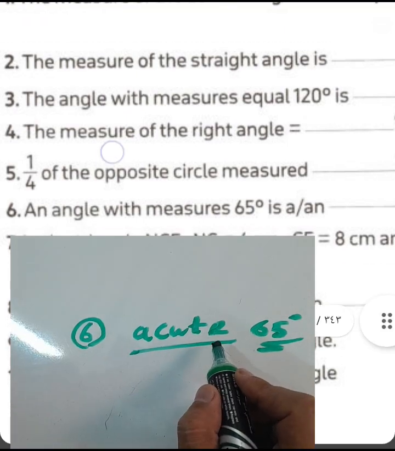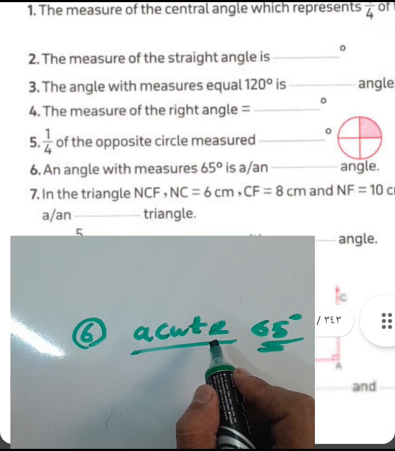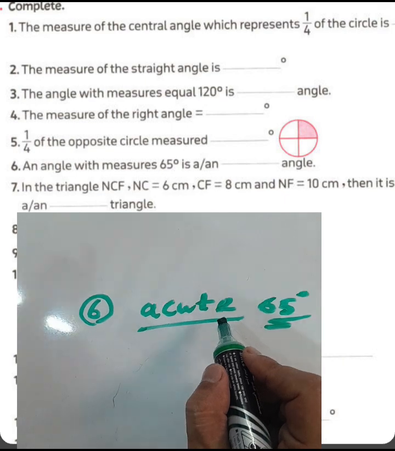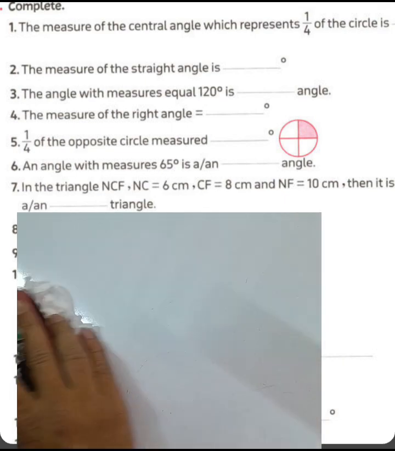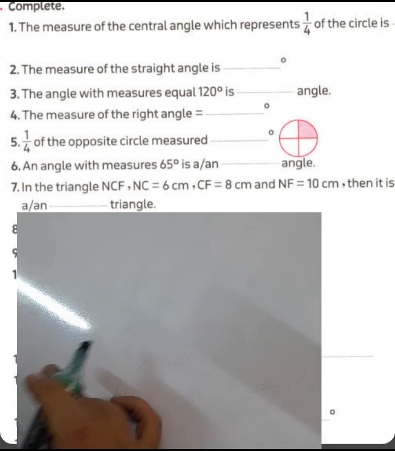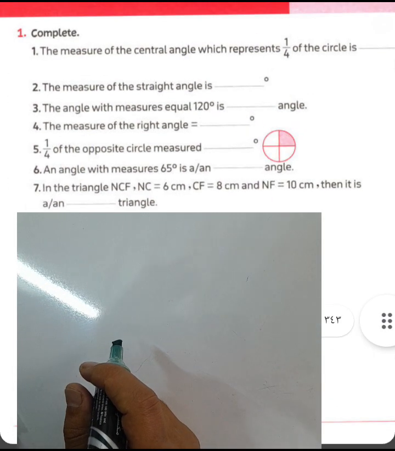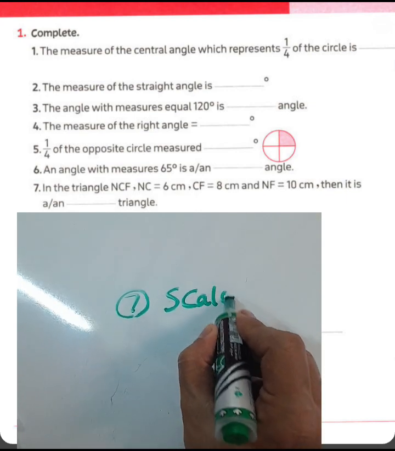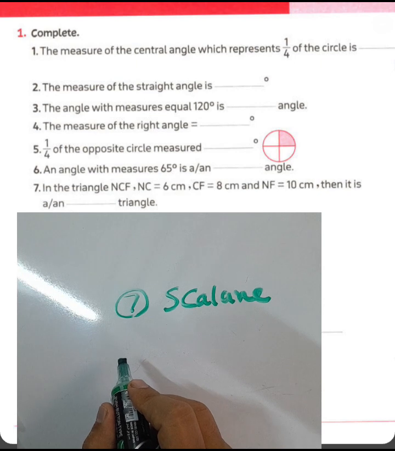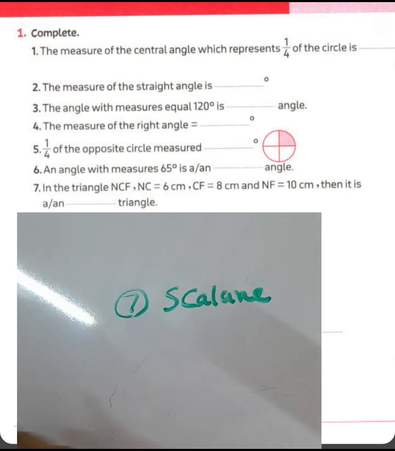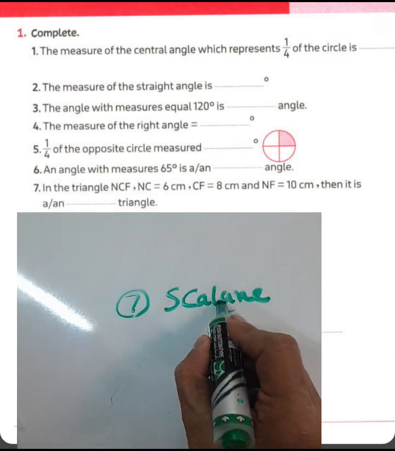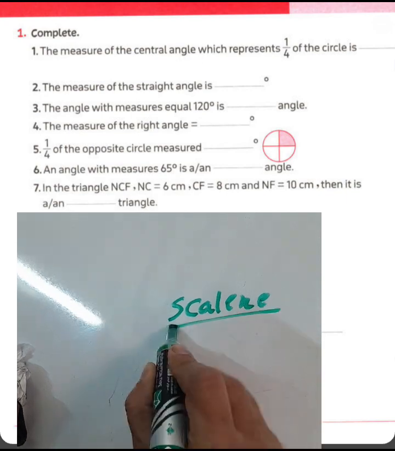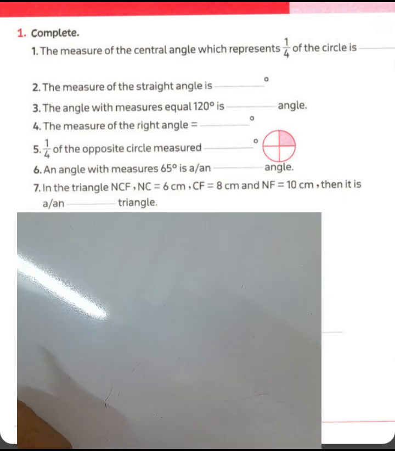Question 7. In triangle NCF, we have NC 6 centimeters, CF 8 centimeters and NF 10 centimeters. We call it what? We have 3 different sides, so we call it scalene. This triangle is a scalene triangle, because all sides are different.